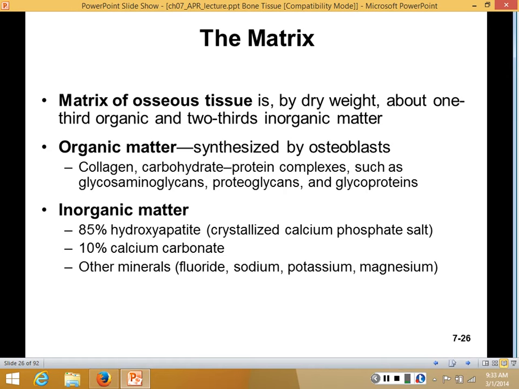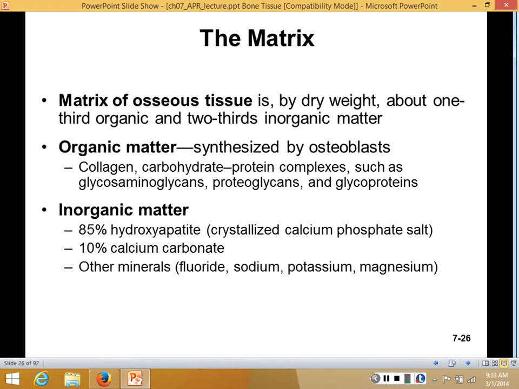Hydroxyapatite, they're little calcium crystals that are formed in the bone. 10% of the inorganic matter is calcium carbonate. These other minerals are considered trace minerals, as I stated earlier. Sulfate, fluoride, sodium, potassium, magnesium, they're only needed in what? Just a small amount, or a trace amount. Okay? That hydroxyapatite is really the inorganic matter that makes the bone hard.